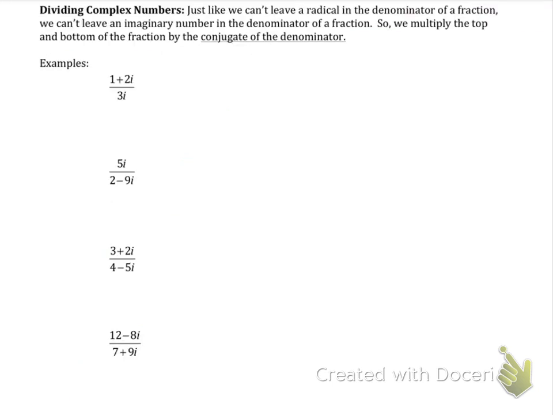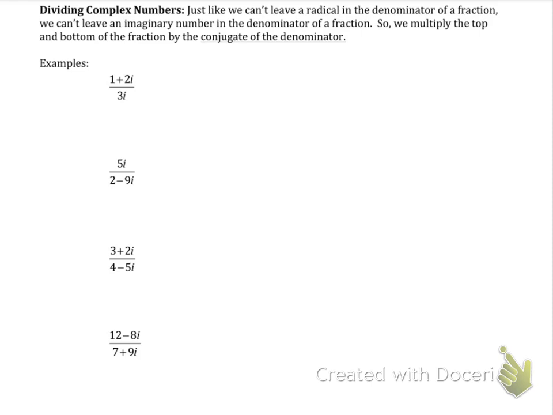Well, on this page, when we divide with complex numbers, there's a rule. We cannot have i in the denominator. So we're going to use the conjugate to get rid of that, because we know if I multiply it by the conjugate, all the i's cancel out. So that's what I want to do, since I don't want i in the denominator. So let's take a look at the first example.